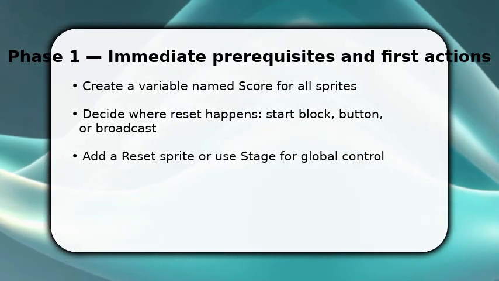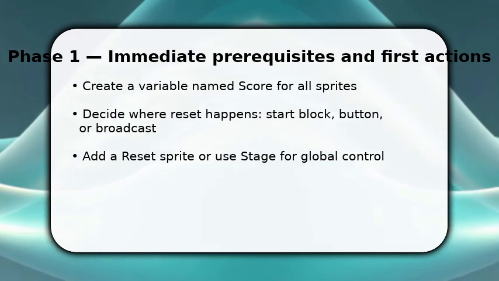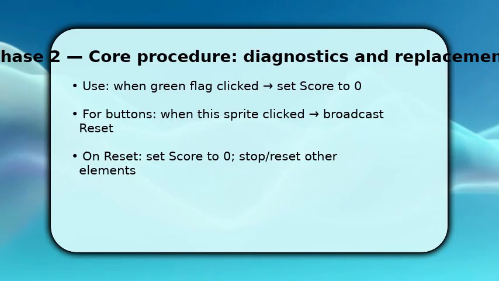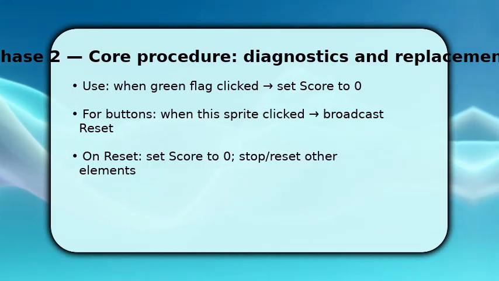Now, connect the first event block to the set score to 0 block, so the game actually begins cleared. You implement the core reset logic by wiring events to actions. For the green flag, directly set score to 0. For a button, have it broadcast reset.